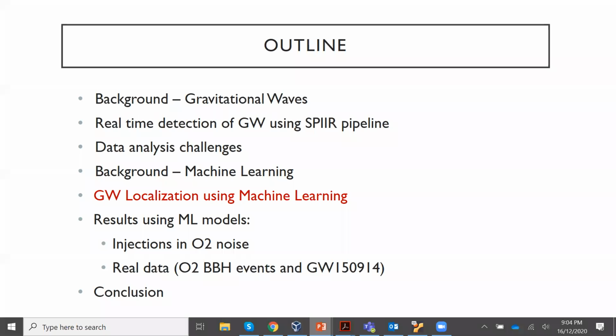And I'm going to mostly talk about how gravitational waves are detected online, using an online gravitational wave search pipeline. In particular, I'm going to talk about the SPIIR pipeline, which is developed by current and past members of my research group at UWA. Then I'm going to talk about some of the data analysis challenges faced by these online search pipelines and how they can be mitigated. These challenges can be addressed by using machine learning algorithms.